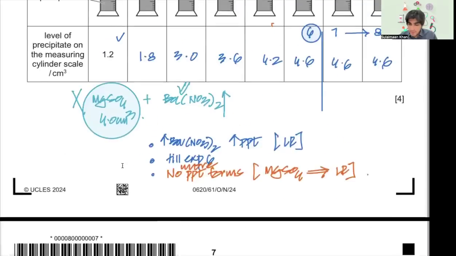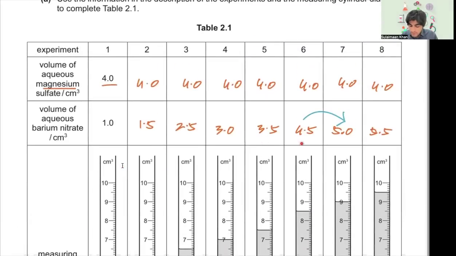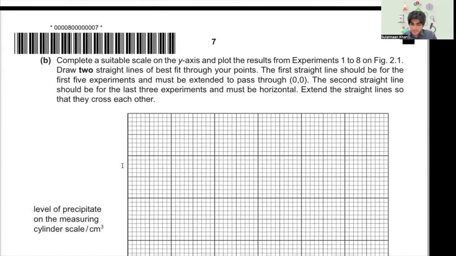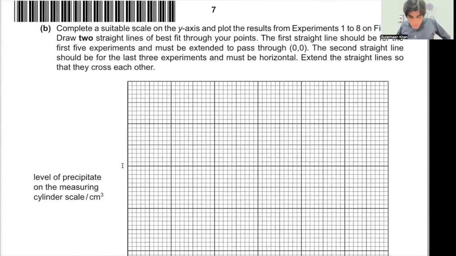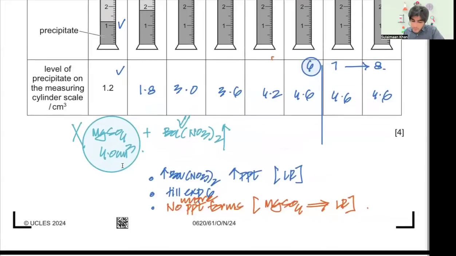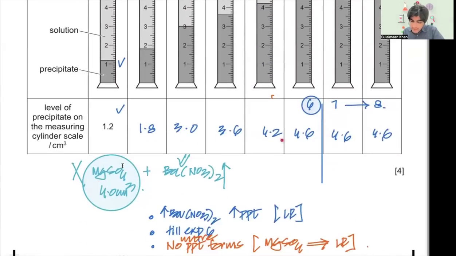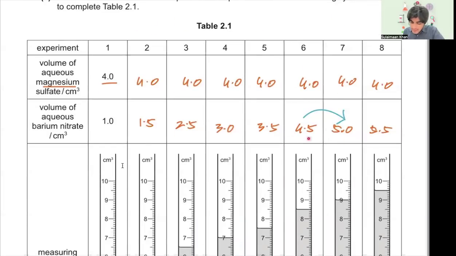It can also be from 3.5 to 4.5, because the precipitate is increasing. You went from 4.2 to 4.6, so more precipitate was being made. Now you're asked to complete a suitable scale on the y-axis and plot the results. It can also be 4.5. Let's suppose we added 4.4 in it. Maybe even at 4.4, it became 4.6. So it's not possible to detect properly.